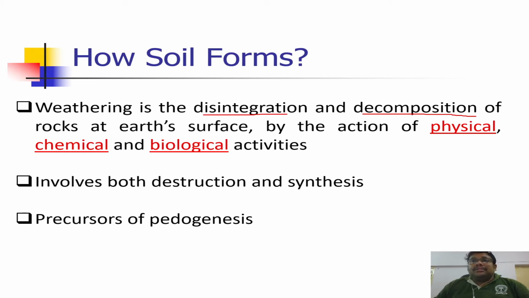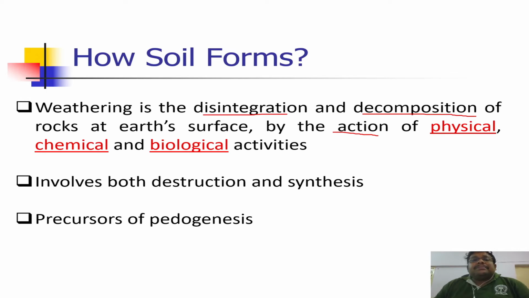However, the decomposition is basically the change in chemical composition. So, weathering is the disintegration and decomposition of rock at Earth's surface by the action of physical, chemical and biological activities. These disintegration and decomposition processes are mediated through different physical agents, chemical agents and biological agents and their activities. So, let us see what those are.